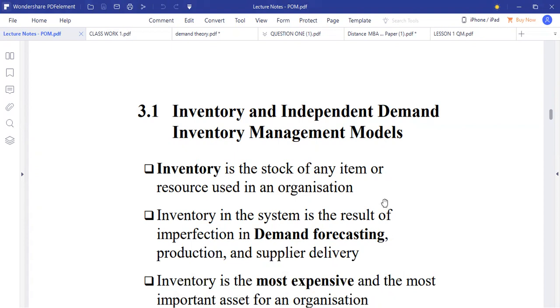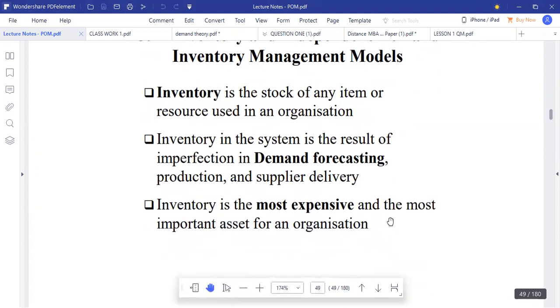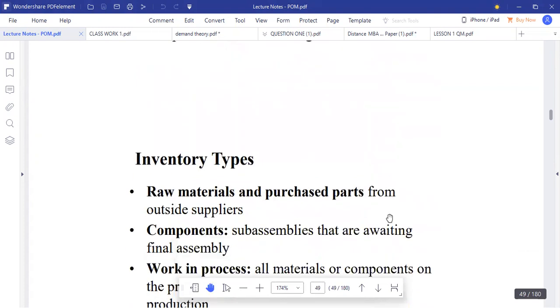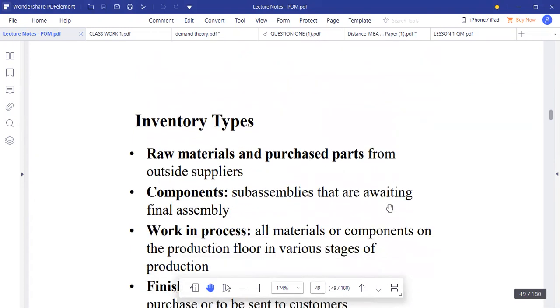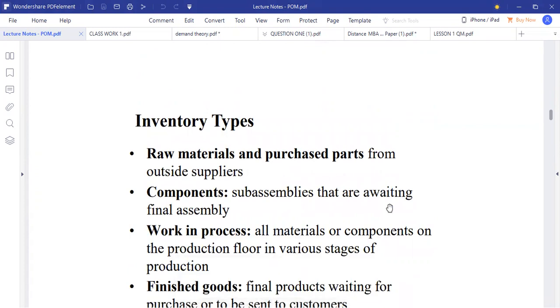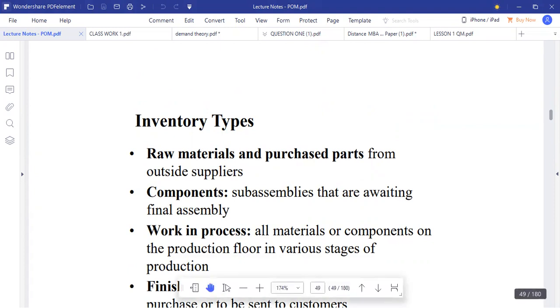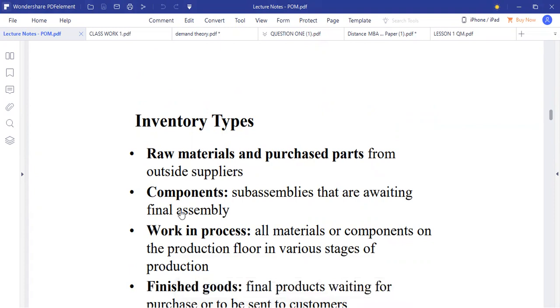But of course, we need to understand the inventory types. So inventory types, we have the raw materials and the purchased parts from outside suppliers. So that is one component of inventory type. Then we can also look at the components, which is the sub-assemblies.